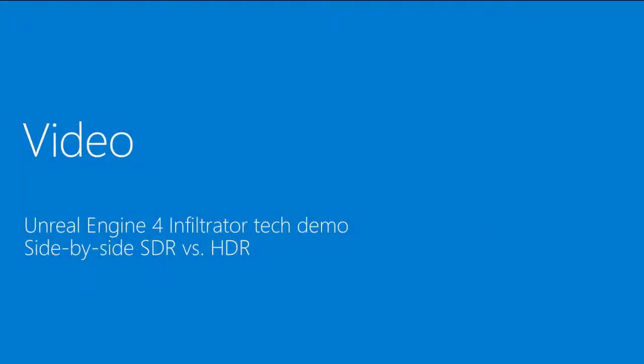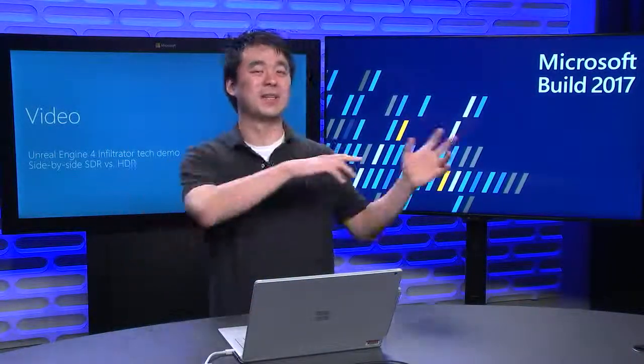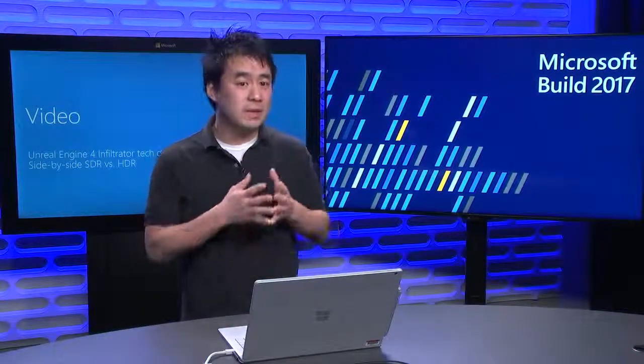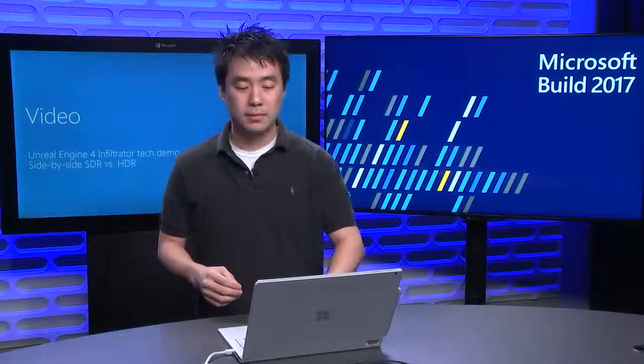All right, so let's take a look at this in action. Now, you're probably viewing this talk on a standard dynamic range monitor. And unfortunately, the geniuses at Microsoft Research haven't quite figured out how to beam or teleport an HDR television into your living room or office. So we're going to do the next best thing. I'm going to ask you to use your imaginations for a bit. And I'm going to show you a pre-recorded video that we took in our offices in Redmond. The Unreal Engine is a very popular video game engine. And we've taken it and modified the Infiltrator tech demo to use advanced color.